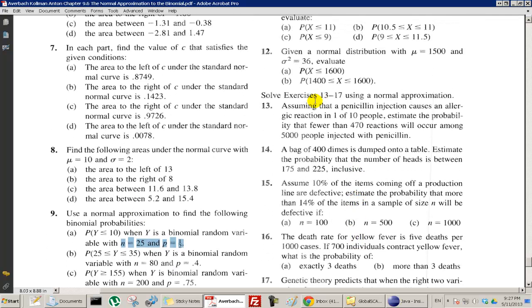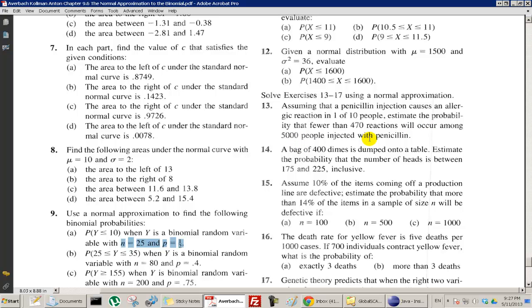So let's see. Assuming that a penicillin injection causes an allergic reaction in 1 of 10 people. Okay. Penicillin is an antibiotic. If it's injected, some people will get an allergic reaction. So 1 out of 10 people, or 1/10 of the people that are injected. Estimate the probability that fewer than 470 reactions will occur among 5,000 people injected.